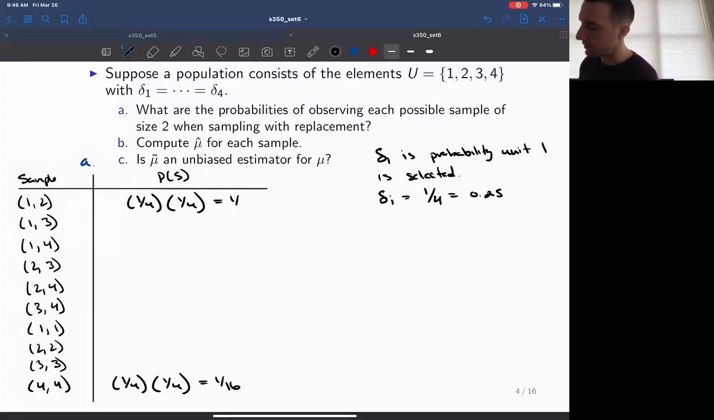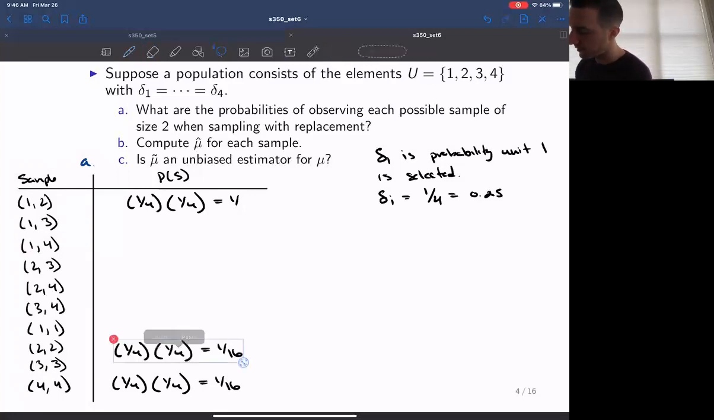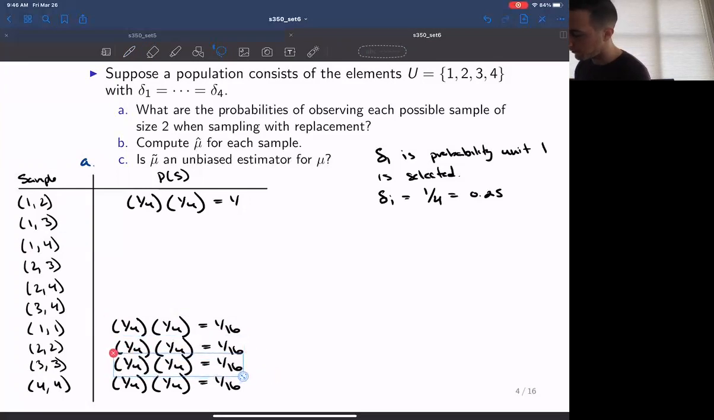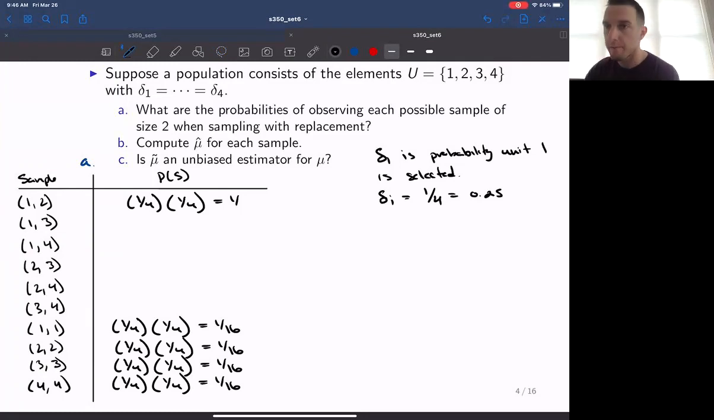All right, so that explanation that I just gave is true for the last 4 cases. So we're going to have the same probability of selection associated with each of these samples here: 1, 1, 2, 2, 3, 3, 4, 4. For the sample 1, 2, there's actually 2 different ways that we can observe this sample. We can collect observation 1, then observation 2, or we can collect observation 2 and then observation 1. So this is going to be 2 times this, which is 1/8.